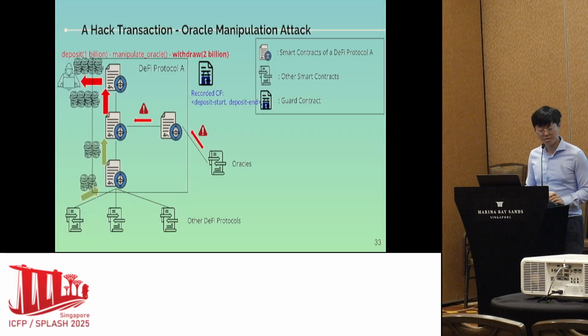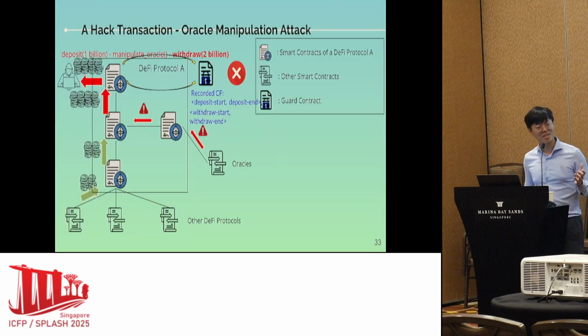Again, the DeFi protocol A will register the function call inside the guard smart contract. Now the recorded control flow becomes deposit start, deposit end, withdraw start, and withdraw end, which is a non-trivial control flow, which means the control flow of that transaction actually deposits tokens and withdraws tokens in one single transaction, which is really abnormal.